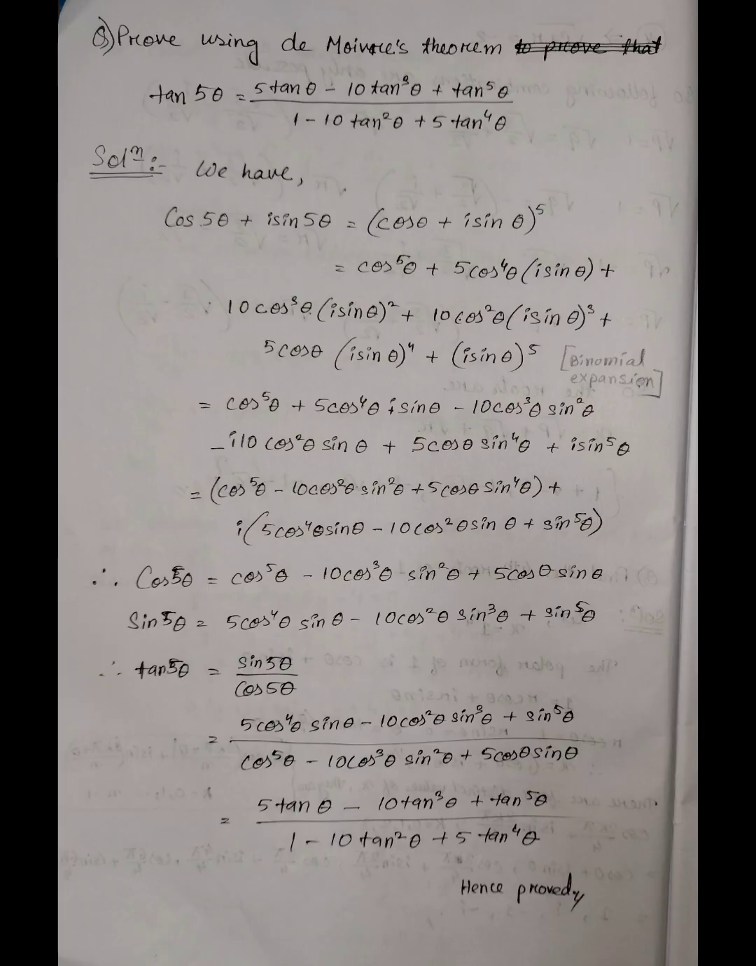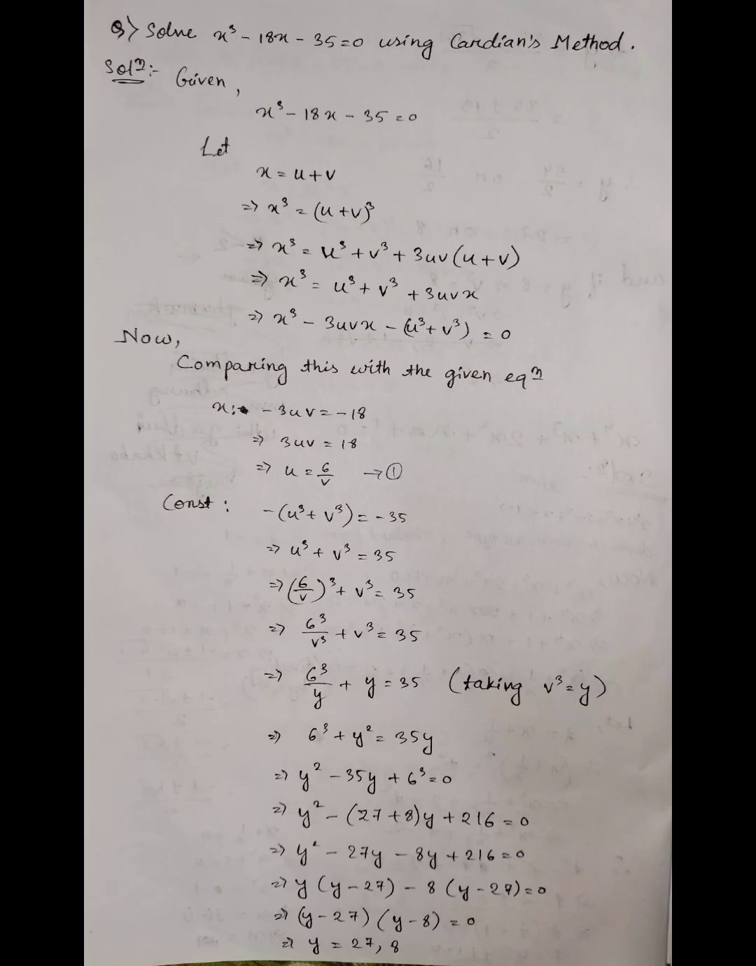Now, as we know, tan 5 theta equal to sin 5 theta by cos 5 theta. So putting the values of cos 5 theta and sin 5 theta, we have proved the given trigonometric function. Hence proved. Let us solve this equation by Cardan's method.